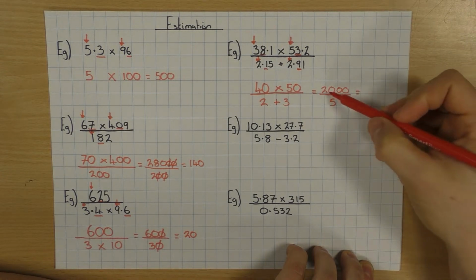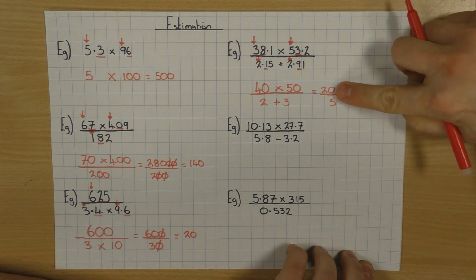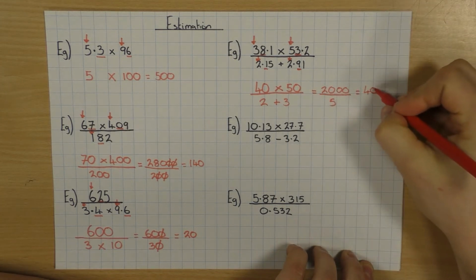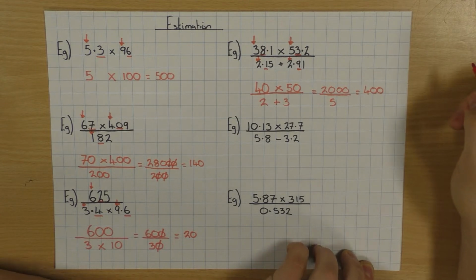Okay, so 2,000 divided by 5, probably easy to go 20 divided by 5, which is 4. Then I had the 2 zeros that I covered up. Or you can just use bus stop, whichever you want.